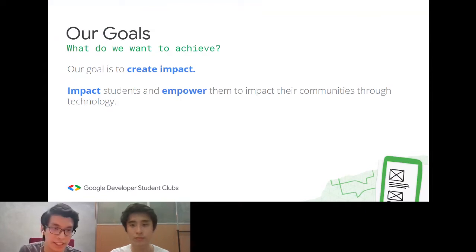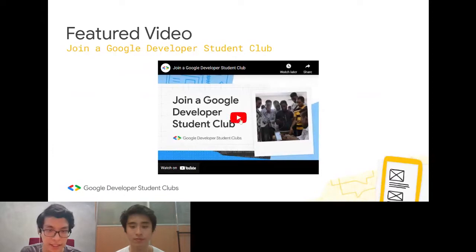So what do we want to achieve then? These are basically our goals. Our main goal is to create impact, which is a very generous statement. But essentially what it means is we want to impact students such as you guys, and hopefully empower you to also impact your communities using technology. Our club is about organizing initiatives and events, trying to share Google tech with you and get you to become good at it. When you are equipped with the right skill set, you will be able to solve problems in your community and really help each other out to give back to them. This is our goals, and this is a featured video from Google that I'm just going to play.